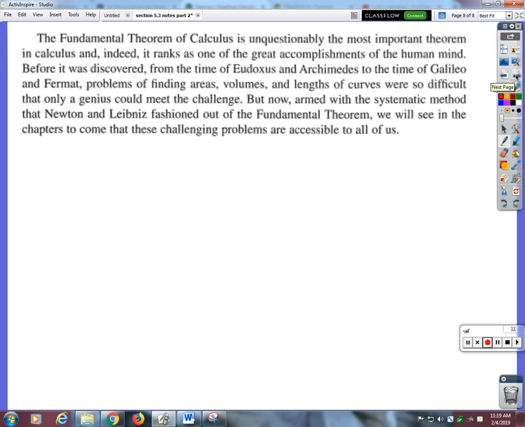The fundamental theorem of calculus is unquestionably the most important theorem in calculus, and indeed, it ranks as one of the great accomplishments of the human mind. Before it was discovered, from the time of Eudoxus and Archimedes to the time of Galileo and Fermat, problems of finding areas, volumes, and lengths of curves were so difficult that only a genius could meet the challenge. But now, armed with the systematic method that Newton and Leibniz fashioned out of the fundamental theorem, we will see in the chapters to come that these challenging problems are accessible to all of us.